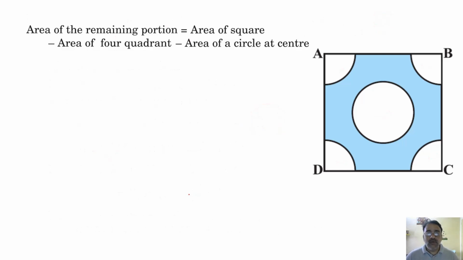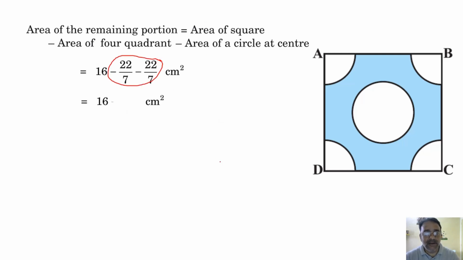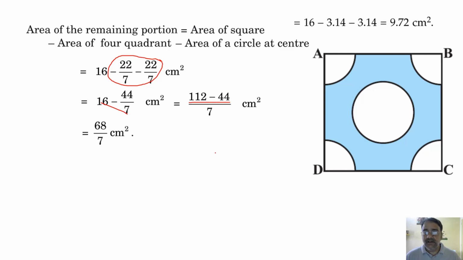Okay, so now we are going to substitute all the values. 16 minus 22 by 7 minus 22 by 7. So this will become 16 minus 44 by 7. Now take LCM, 112 minus 44 by 7. So we'll get 68 by 7 centimeter square. Approximately, if 3.14 is given in the question, then 2 into 3.14 it will be 6.28. If you subtract you will get 9.72.